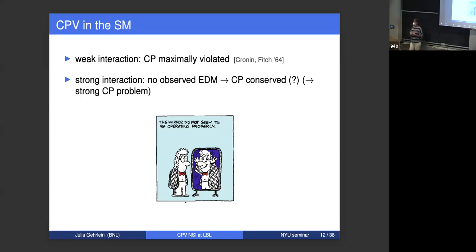We already know that in the standard model, weak interactions violate CP maximally. It seems like the strong interaction, on the other hand, does not violate CP. So this is the question why CP is conserved. There is a strong CP problem.